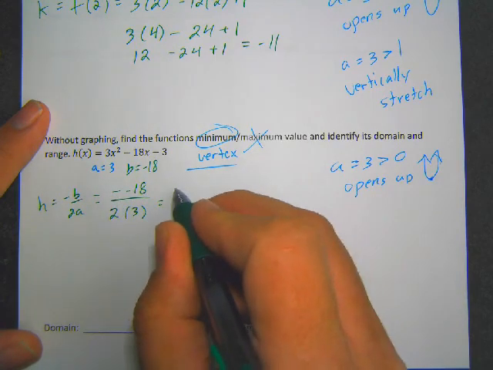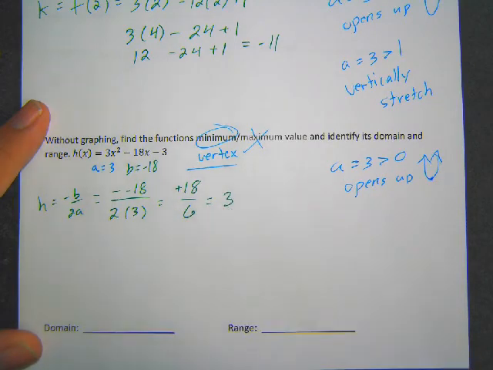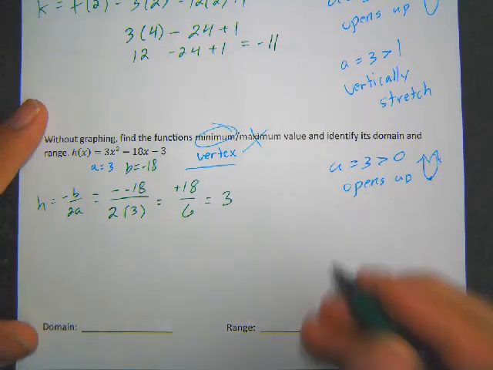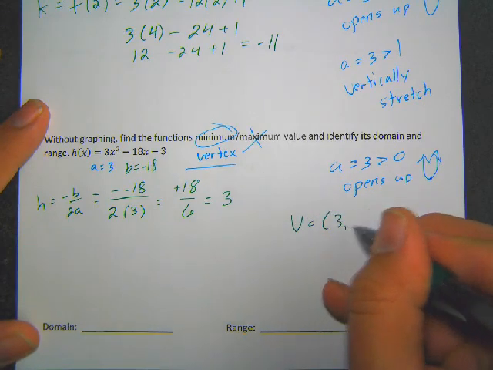Well, negative 18 makes a positive 18. 2 times 3 makes 6. And the answer ends up being 3. That's the first part of the vertex. The vertex is going to be the point 3 and then something else.